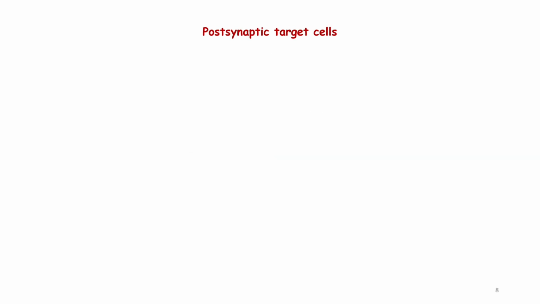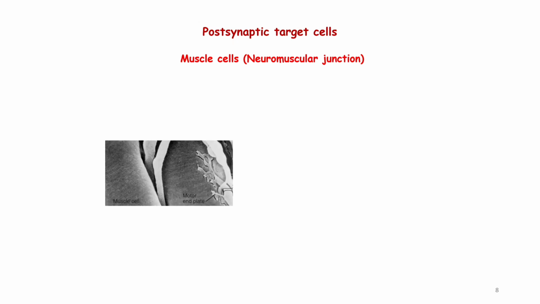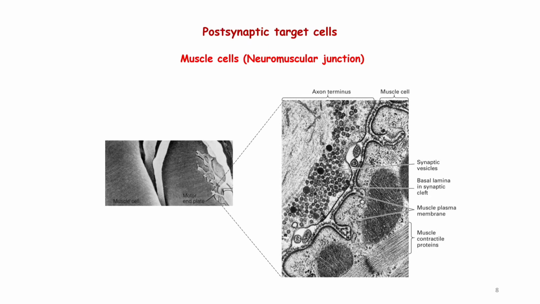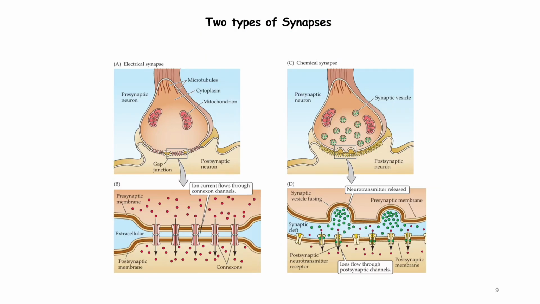The postsynaptic target cells could be muscle cells. Then we call it neuromuscular junction, or in short NMJ. The axon terminus of a motor neuron is also called motor end plate. If you zoom in on this structure, you will find the axon terminus is actually loaded with synaptic vesicles and makes contact with the muscle cell.